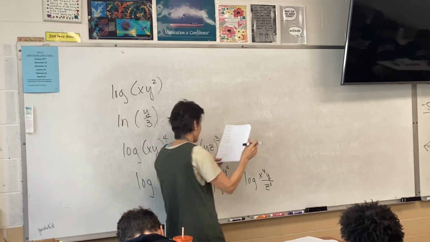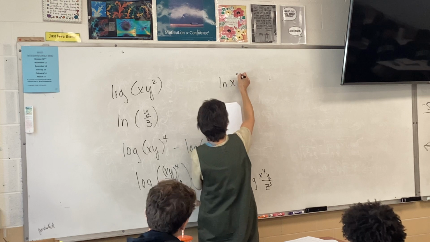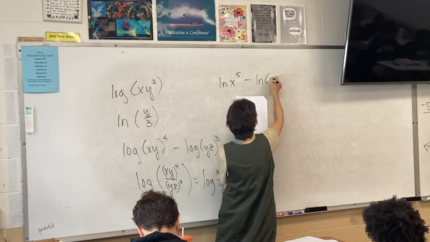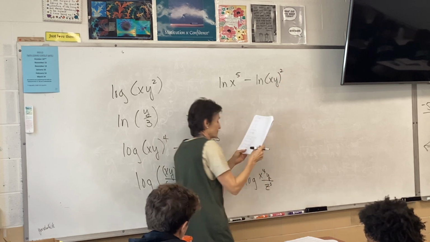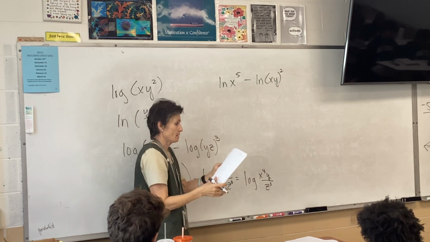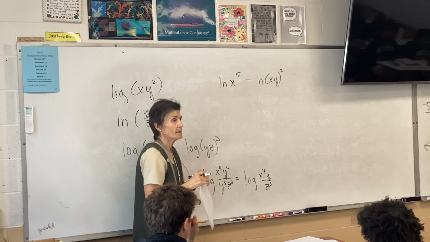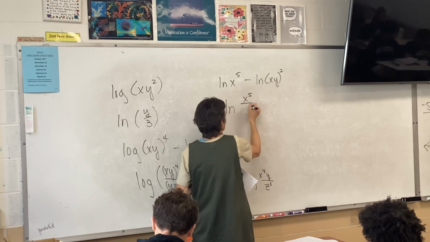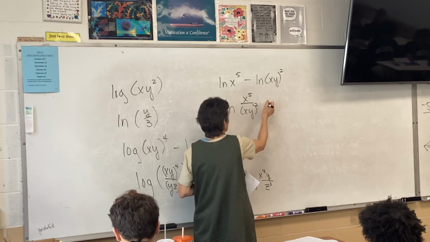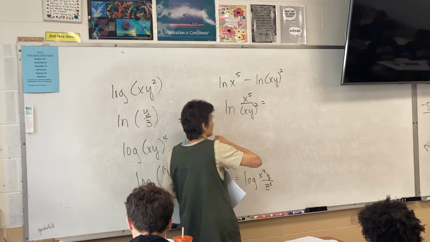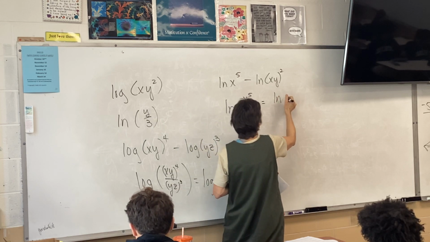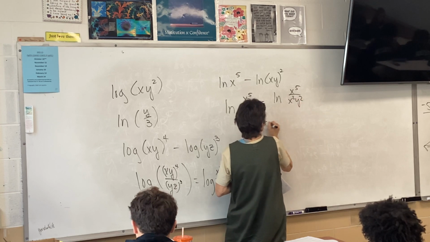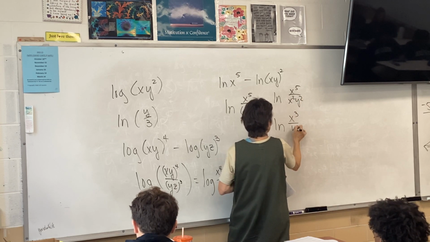Next, what are we going to have here? ln x to the fifth minus ln xy squared, which will become a division. So ln x^5 over xy squared. So ln x^5 over x squared y squared. So I heard somebody say ln x cubed over y squared.